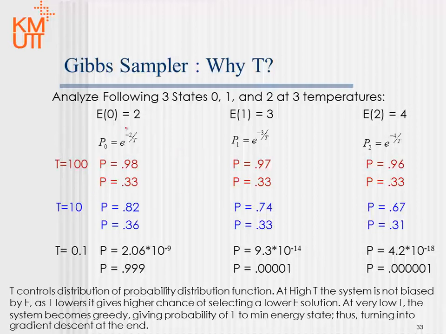So let's say that we have only 3 states for this example, 0, 1, and 2, and let's say that the energy is 2, 3, and 4. Now obviously if we are going to be greedy we're going to select state 0 because it's the minimum energy, right? But we're not going to be greedy here. We're going to convert the energy into probability by using this function, okay?